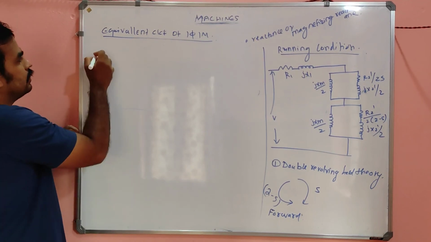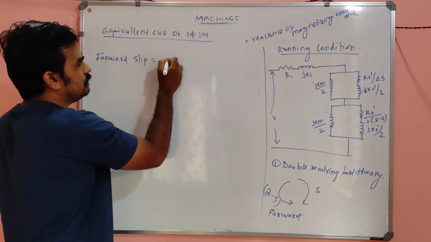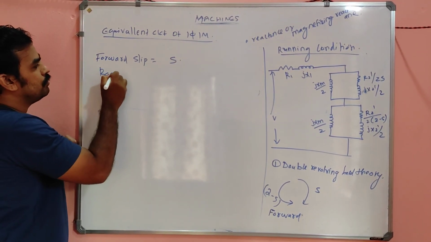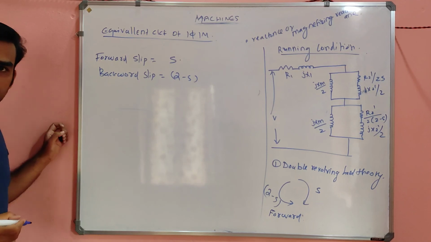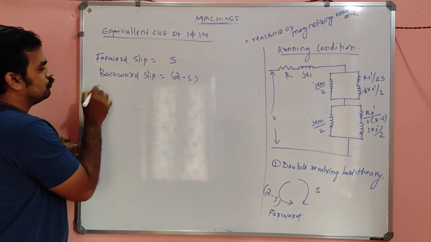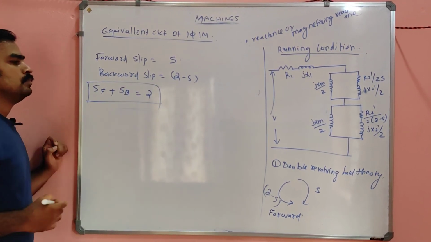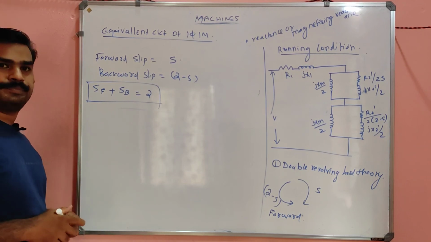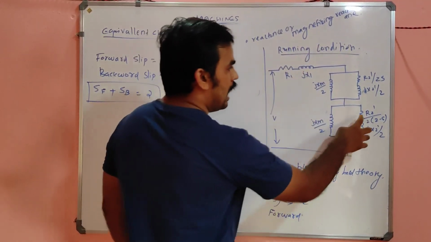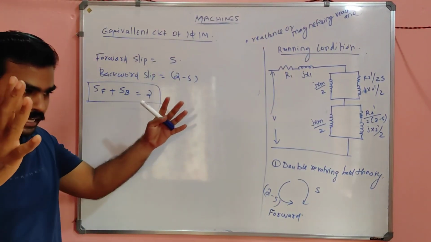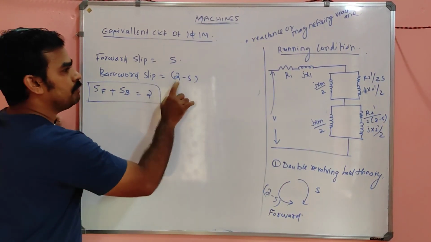There are two slips, my dear. One is called the forward slip, which is equal to simply S, then the backward slip will be equal to 2 minus S. And there is a relationship: let the forward slip be SF and the backward slip be SB, then SF plus SB equals 2. This satisfies the relationship. See, R2 dash by 2 into S means the slip is S. R2 dash by 2 into 2 minus S means that in the place of this S, here it is 2 minus S. So the slip will be 2 minus S.